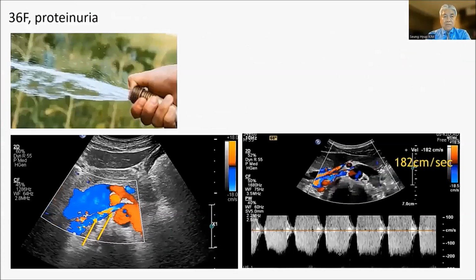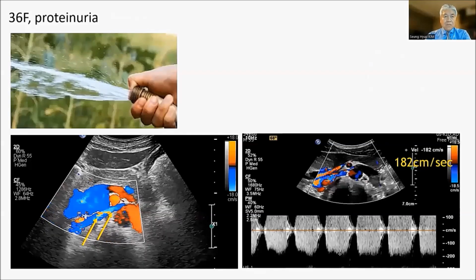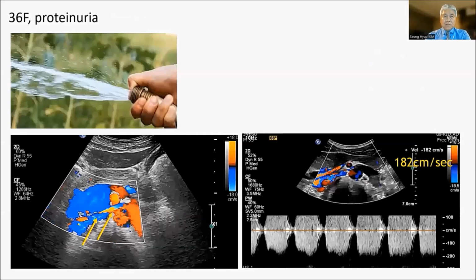This is an example of Nutcracker syndrome diagnosed with Doppler ultrasound. Color Doppler ultrasound shows a compressed and narrowed aortomesenteric left renal vein with bright colored jetting flow and peak flow velocity 182 centimeters per second.